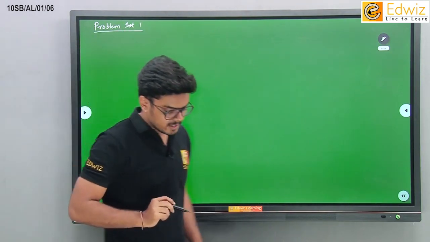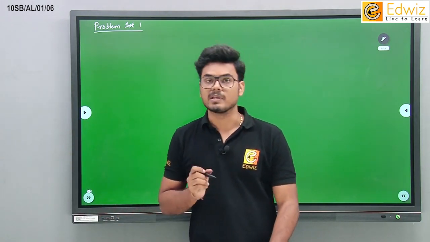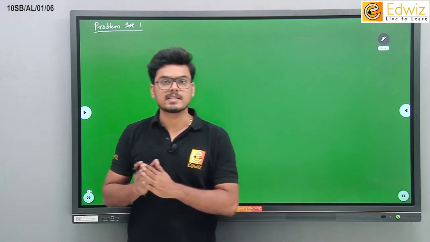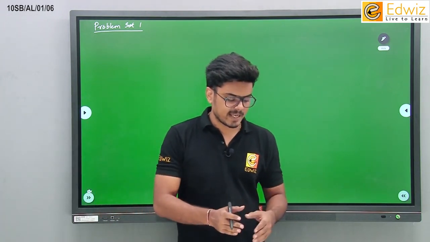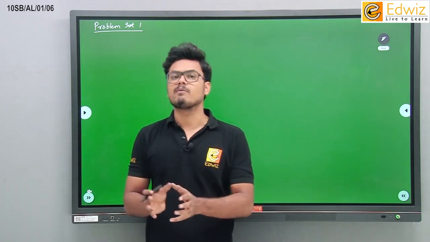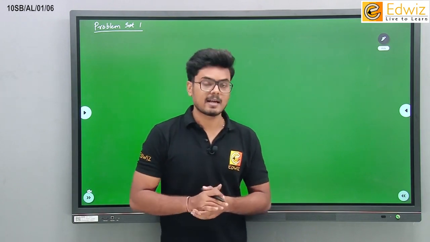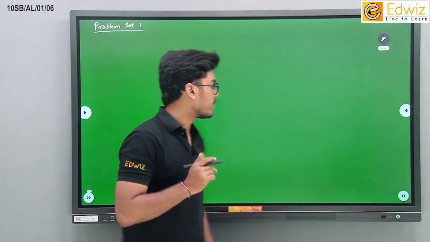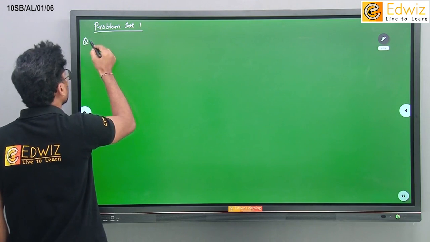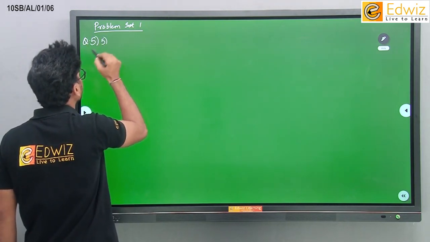Okay, in problem set 1, we'll directly go to question number 5, the fifth one. Okay, we have studied Cramer's rule, but the first 4 questions of question number 5 you can easily solve using that rule. You just have to apply the formula. But the fifth question is a little bit different. Let's try to solve question number 5.